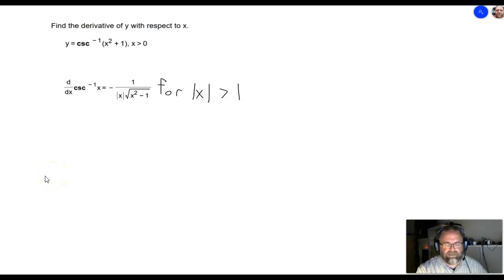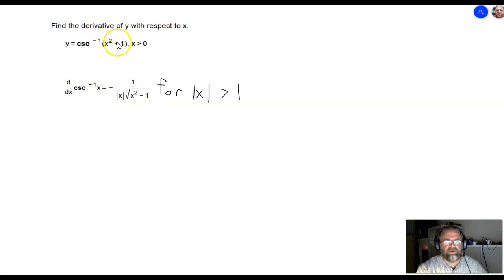Today I'm going to go over a home problem from section 3.10. This is on the derivatives of inverse trigonometric functions, and we have here y is equal to the inverse cosecant of x squared plus 1, where x is greater than 0. And here is the formula for finding the derivative of the inverse cosecant function for x.